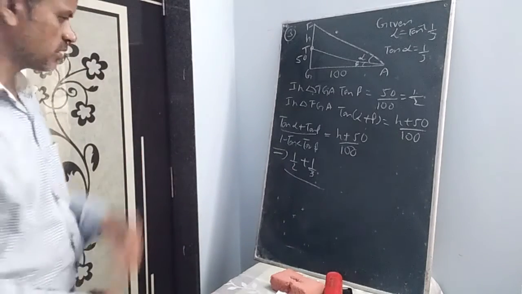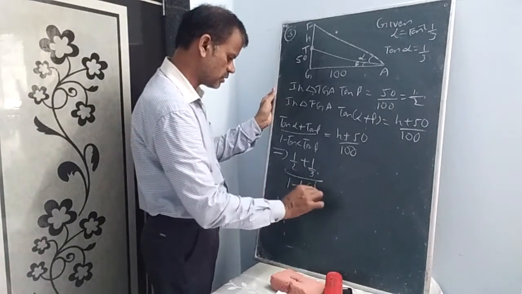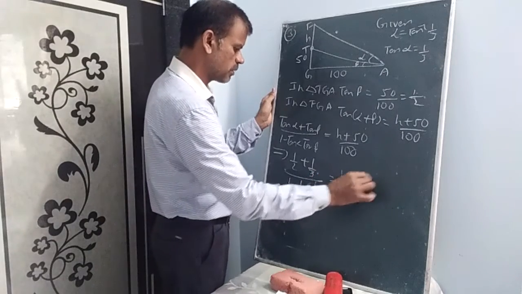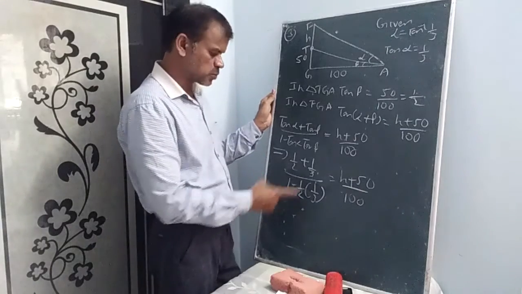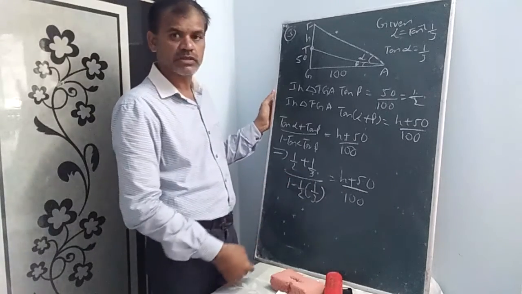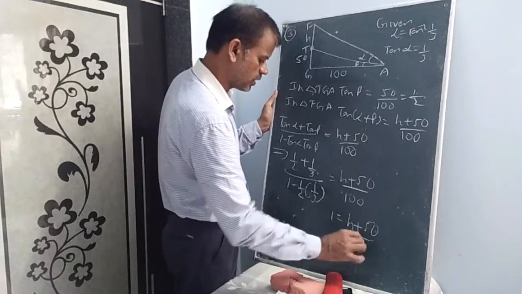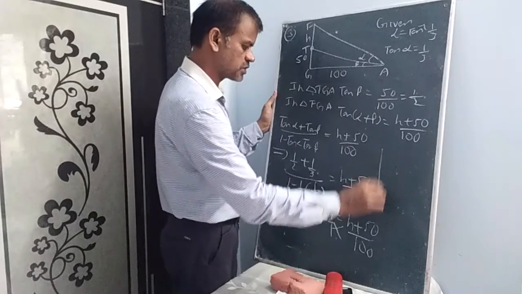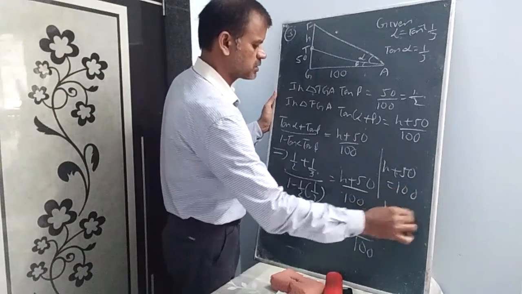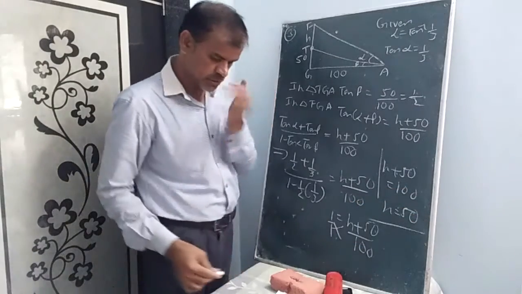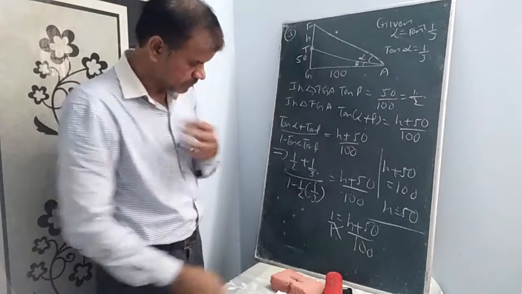Substitute here: 1 by 2 plus 1 by 3 by 1 minus 1 by 2 into 1 by 3 is equal to h plus 50 by 100. 1 by 2 plus 1 by 3 becomes 5 by 6, and 1 minus 1 by 6 is 5 by 6, so this is 1. So 1 is equal to h plus 50 by 100. Taking cross multiplication, h plus 50 is equal to 100. So the height of the flagstaff is 50. H is equal to 50. First option.